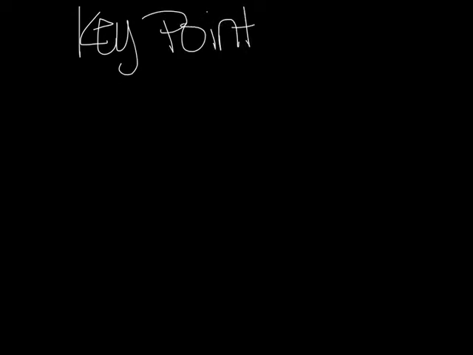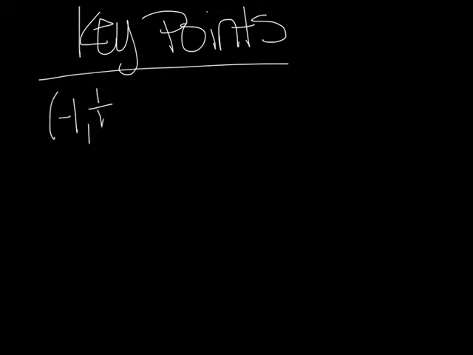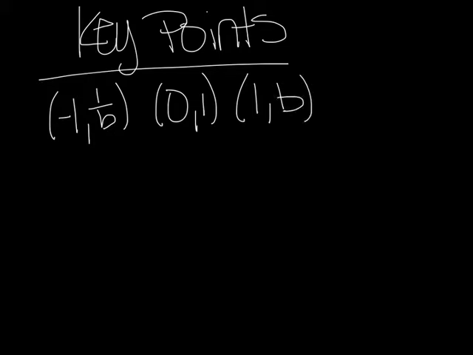Let's take a look at how to graph an exponential curve without having to generate a table using something called key points. The key points are -1, 1 over b, 0, 1, and 1, b. So if we look at a parent function, y equals b to the x, we can see that the b value shows up a couple of times in our key points.